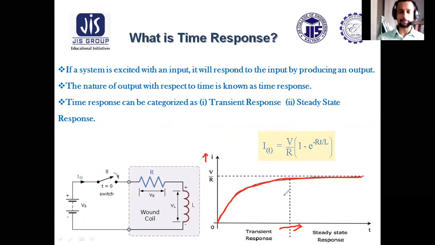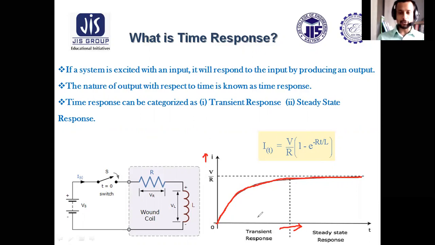Now, total response of a system can be divided in two parts. One is known as transient response, another is known as steady state response. So what is transient response? See here, before turning on the switch, the system is at zero response, or magnitude of current is at zero. Just after turning on the switch, the state of the system response is changing. It is increasing slowly. So transient response is that part of the system response in which it changes its state.